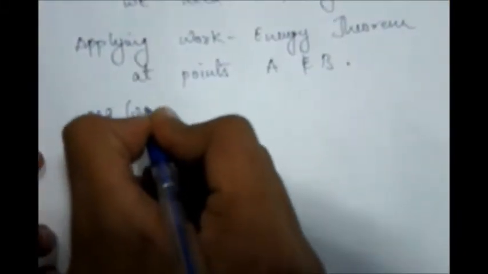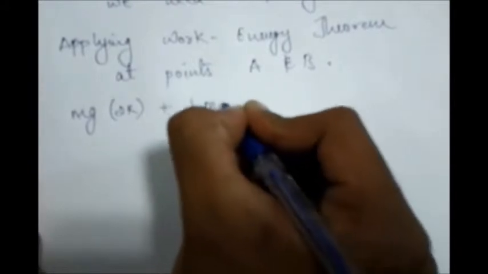Now we can calculate the minimum velocity at B by applying the work energy theorem on the points A and B. Applying the work energy theorem at points A and B, we have mg into 2r plus half m v final square is equal to half m v initial square plus 0. We are taking the potential energy at point B to be 0. This is our reference point.